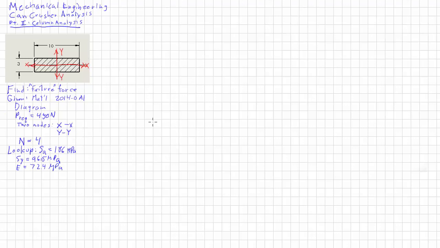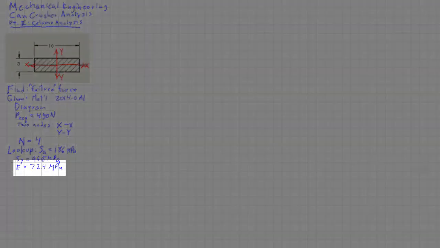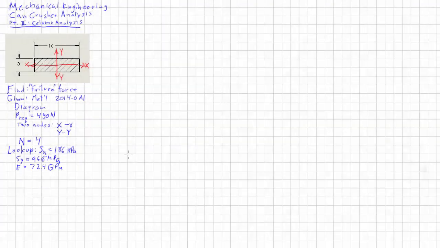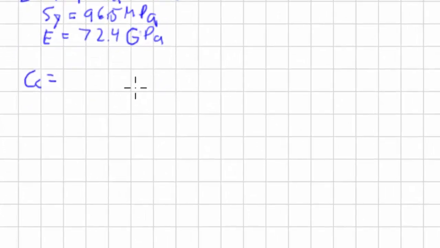Okay, before we go any further, I need to make a correction that that's going to be 72.4 gigapascals, not megapascals. Okay, well, speaking of our material properties here, we should go ahead and calculate the column constant. Column constant is based on material properties, and we're going to use it a lot in any column problem, so we may as well just calculate it right off the bat once we have these things fresh in our mind.